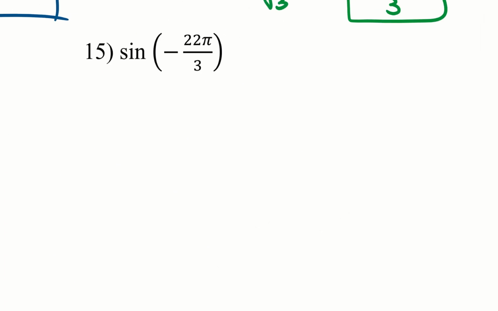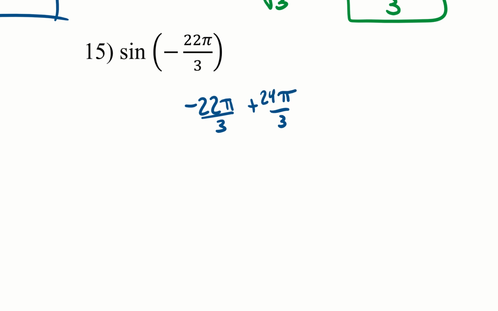Sine of negative 22 pi over 3. Well, first of all, I don't love that this is negative, and I also don't love how much bigger it is than 2 pi. So I'm going to go ahead and start adding on a series of 2 pi's. Now I could add on more than one, because clearly, this is going to take a couple. There's 1 2 pi, here's 4 pi. I could add on 6 pi. Or I could even loop around again and add on 8 pi.